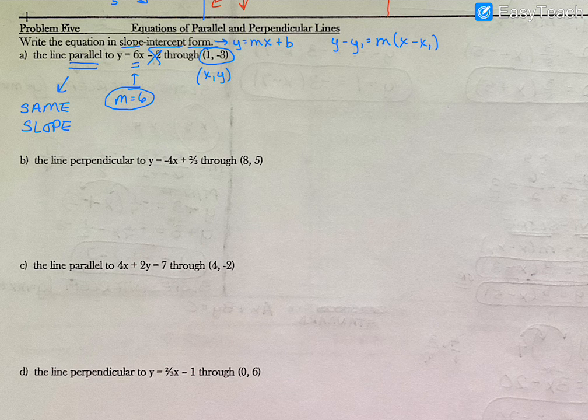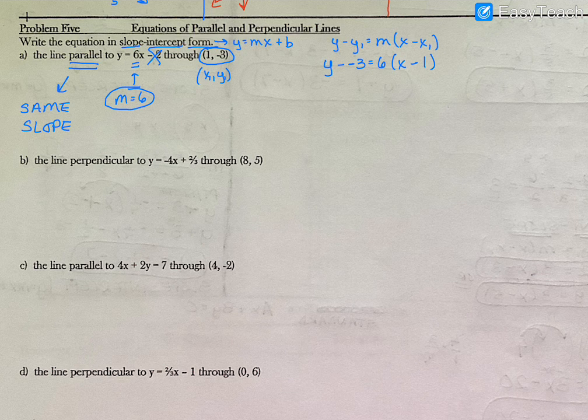So with that in mind, y minus, remember for y1, you're filling in your y coordinate. In fact, these coordinates you can think of as x1 and y1. So it's going to be y minus negative 3 equals m. We have our slope of 6 times x minus the x coordinate, which is 1.